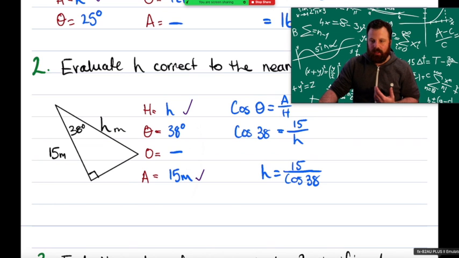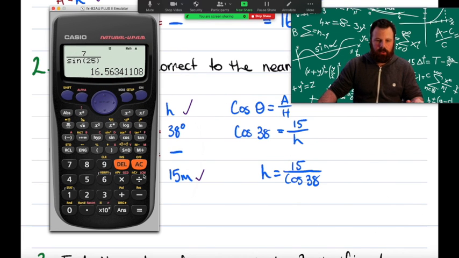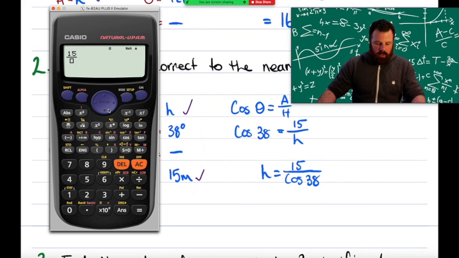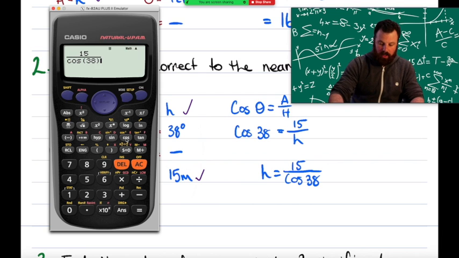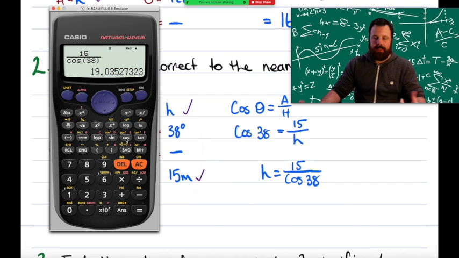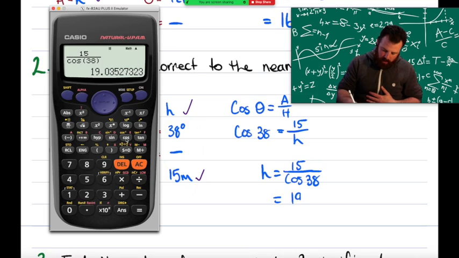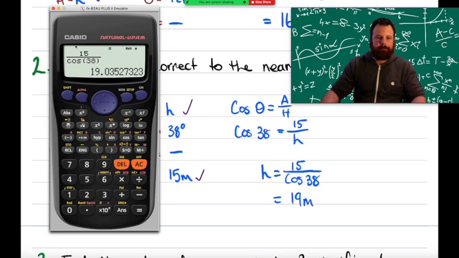Remembering on our calculator, we need to close the bracket, so clear fraction 15 over cosine of 38, closing our brackets. We can see that's 19.03, and to the nearest meter, the nearest whole number, that becomes 19 meters.